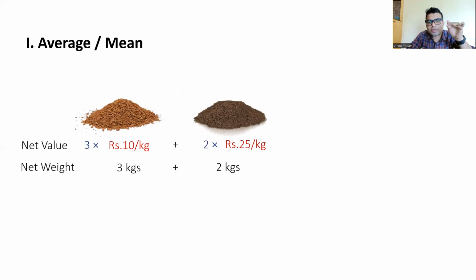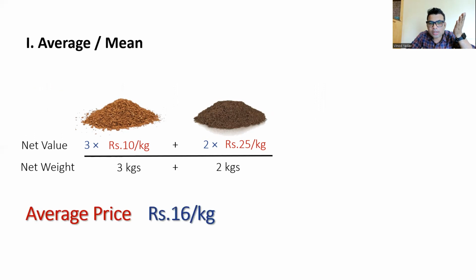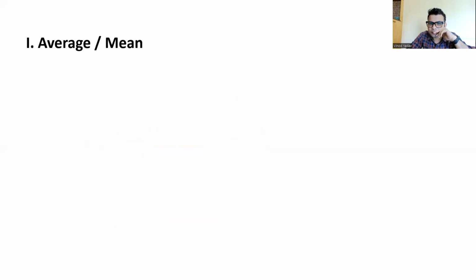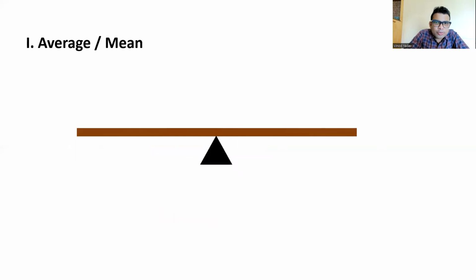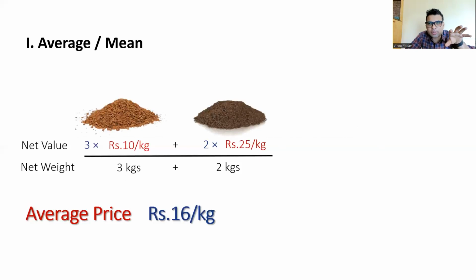So total cost will be 3 into 10, and the total cost of the other will be 2 into 25. Divide by total quantity, 3 plus 2. Yes. So ultimately this comes down to 16 rupees per kg. That is the average. Good. Now, one more interesting and very logical method to do this also. See, this is a conventional method wherein you must have understood everything properly.